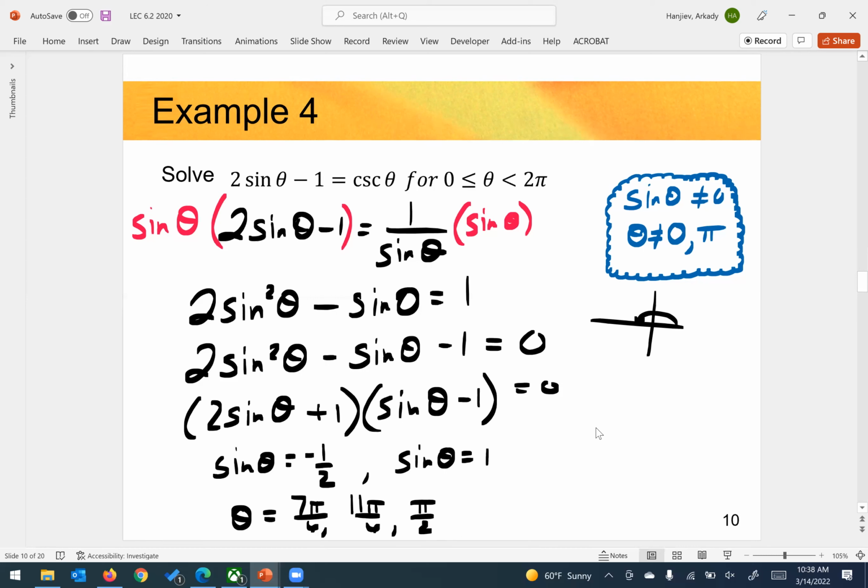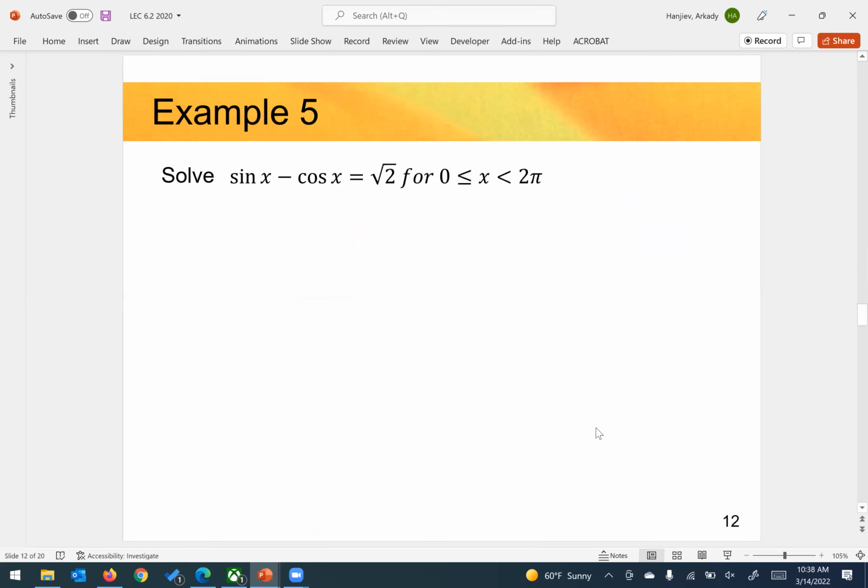So this is dealing with fractions here. So next, dealing with 2 trig functions at the same time. So I have a sine and I also have cosine at the same time. That's our problem.